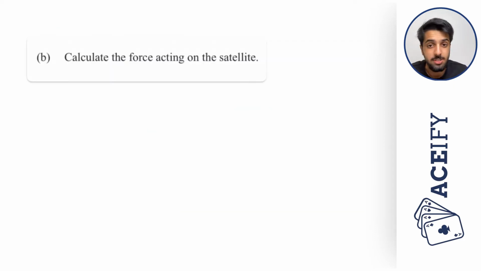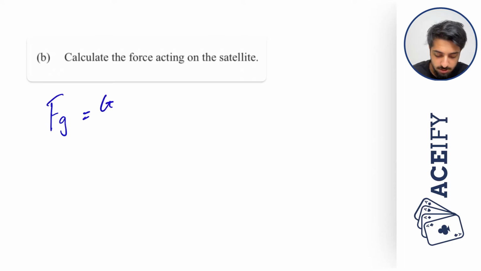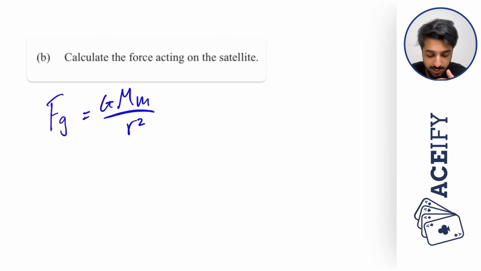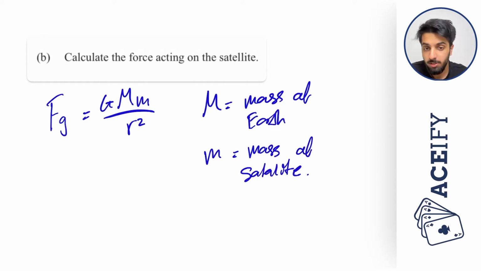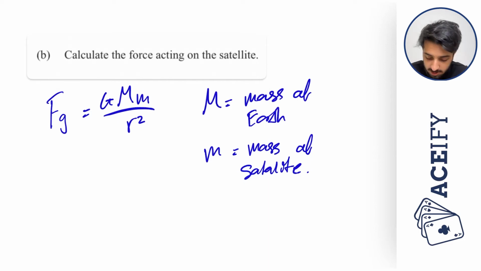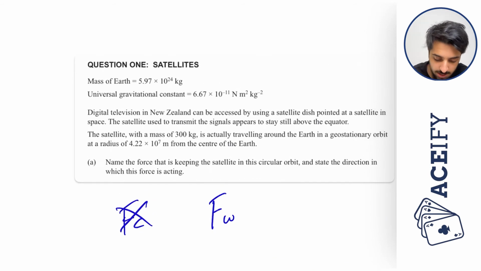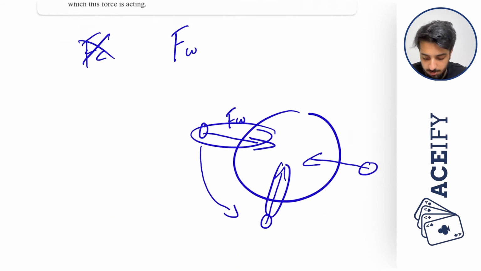Calculate the force acting on the satellite. Okay, so the force acting on the satellite is our Fg, and we know our Fg is equal to the gravitational constant times big mass, little mass, all over r squared. Now remember, in this case, the big mass is the mass of Earth, and the little mass is the mass of the satellite. Now we know that the mass of the satellite is 300 kgs. And the mass of the Earth is given to us up here, 5.97 times 10 to the 24 kgs.